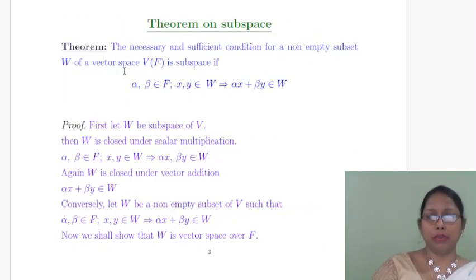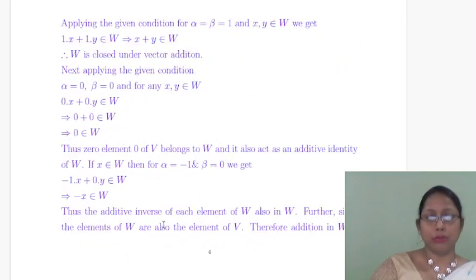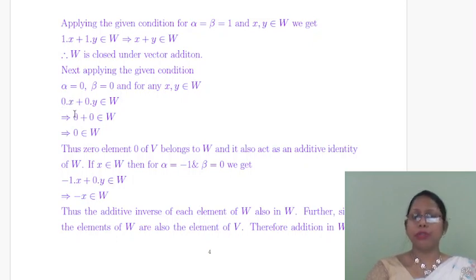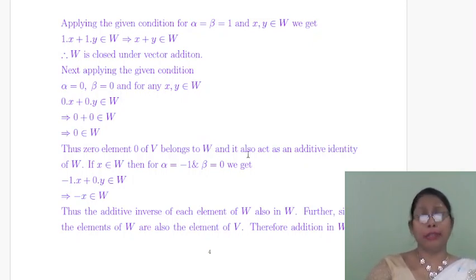Next, applying the given condition for alpha, beta equal to 0, for any x, y we get 0 times x plus 0 times y belongs to W. This implies 0x is 0. By using properties of vectors, I will get 0. Again, for this I will get 0. Then 0 plus 0 will give you 0. That belongs to W. That means the 0 element of V belongs to W, and it also acts as the additive identity of W.